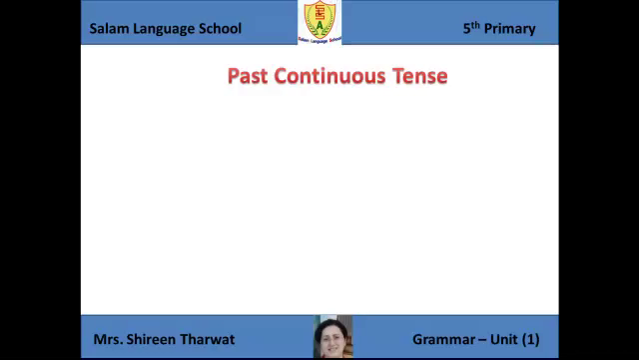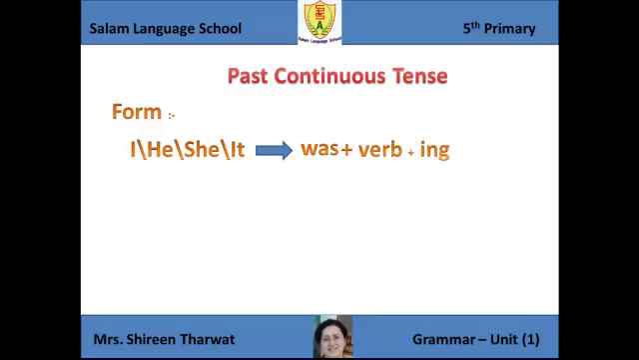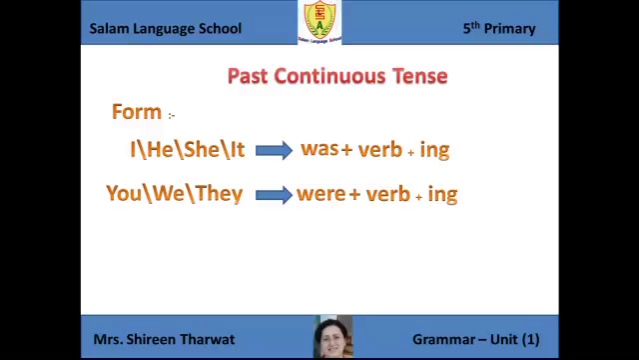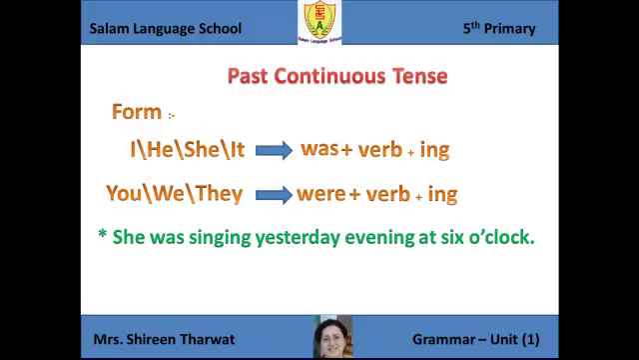Past continuous tense. What about this tense? What is its form? I, he, she, or it take was. Then we add verb plus ing. But you, we, and they take were and verb plus ing. For example, she was singing yesterday evening at 6 o'clock.